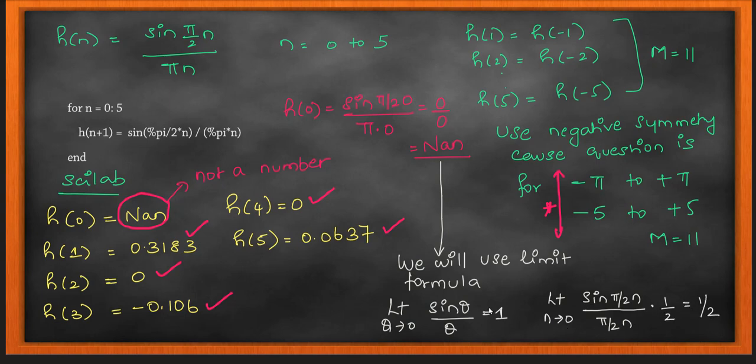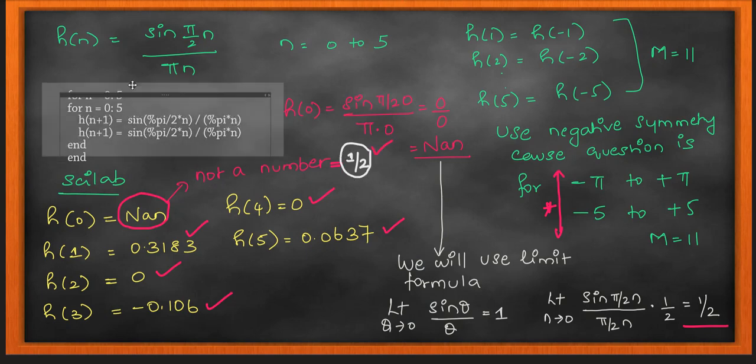So that is going to give me 1 by 2. So I can write my h of 0, which was before NaN, or not a number. By applying limits, I can tell that my h of 0 is equal to 1 by 2. So now I have all the values for my h of n. Good. So now I can go on to write the h of z, because h of z is obtained from the h of n coefficients.